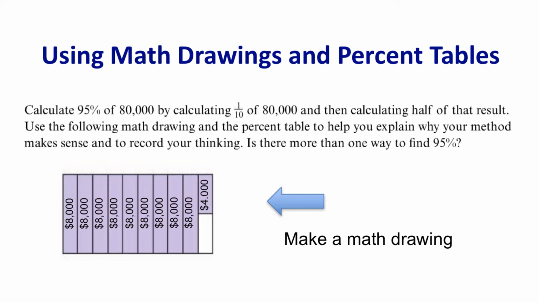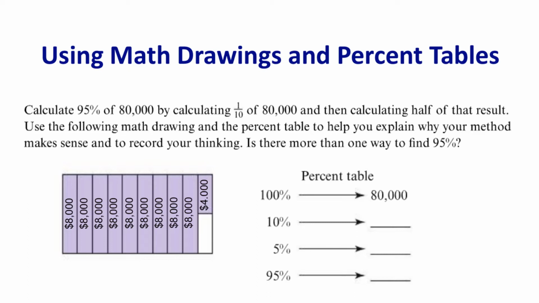We can use this to set up a more abstract model called a percent table. When we're learning to make and reason from math drawings, we need a more formal way to record our thinking. We use a percent table. Notice that the left side has been filled in for you strategically using benchmark percentages. And these are actually the percentages that the student used. We are given 100% is 80,000. So we start off with the given.